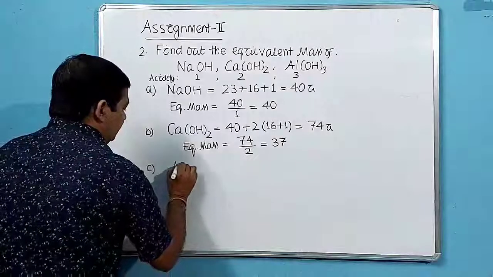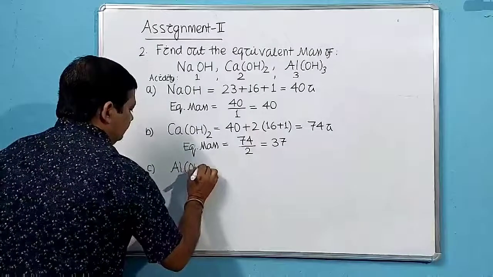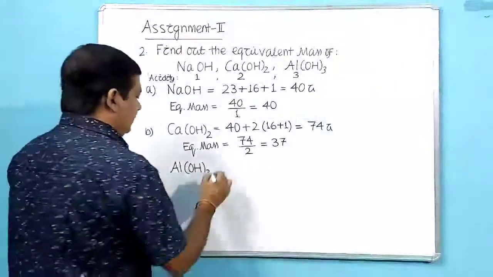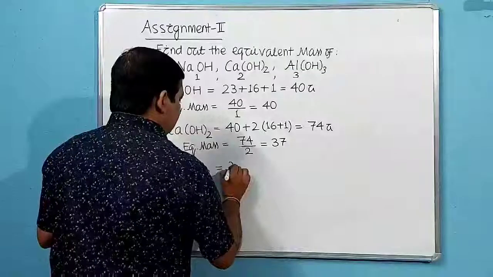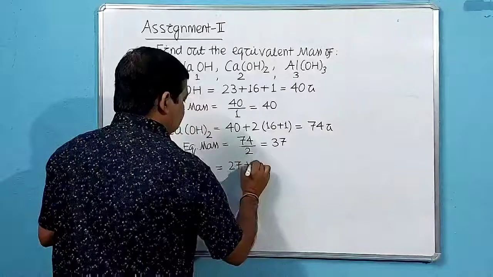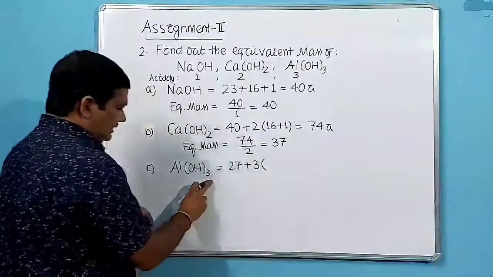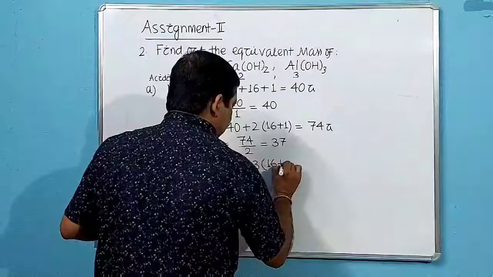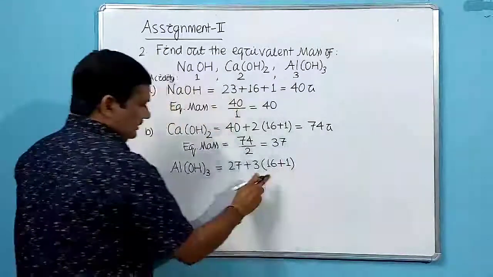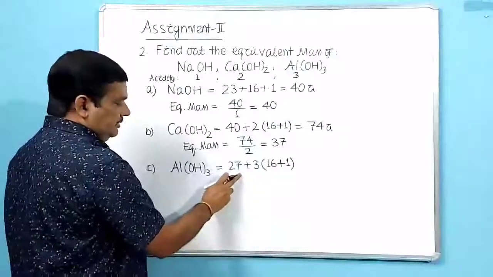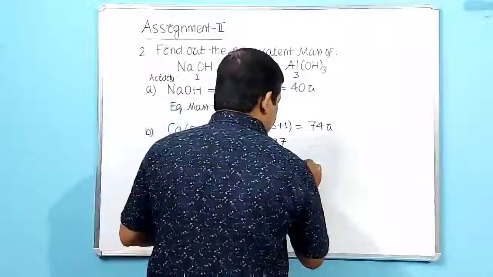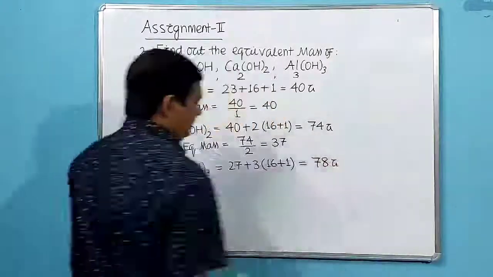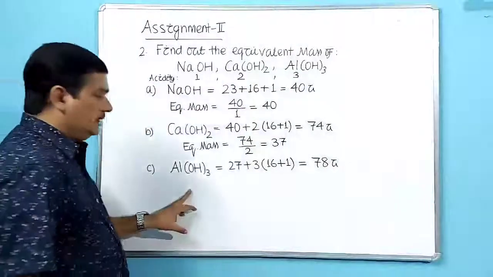Aluminum hydroxide. First let us find out the molecular mass. Aluminum is 27, plus 3 times OH. Here 3 times oxygen, which is 16, plus hydrogen, which is 1. So 17 into 3 is 51, 27 plus 51 is 78. So 78 u is the molecular mass of aluminum hydroxide.